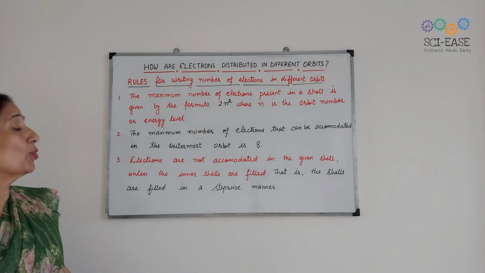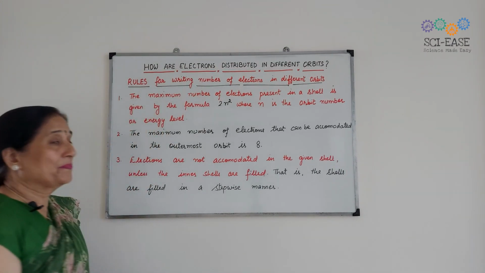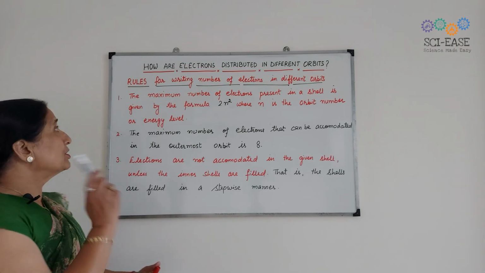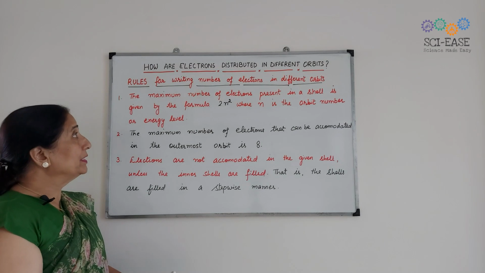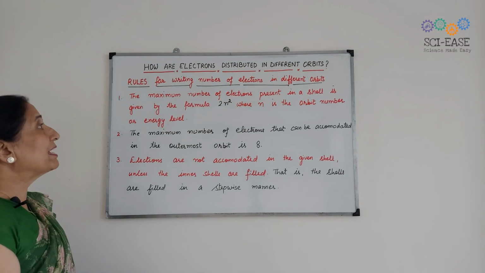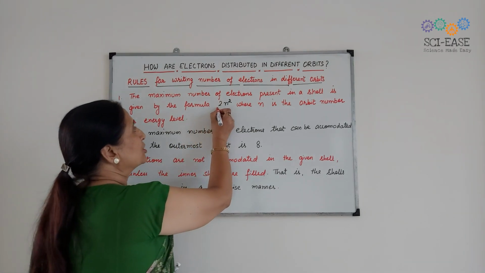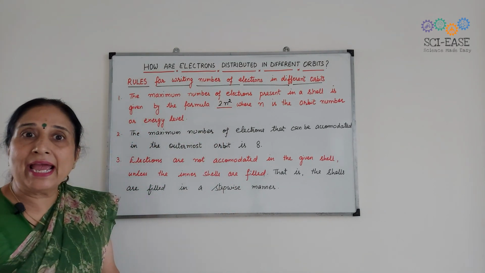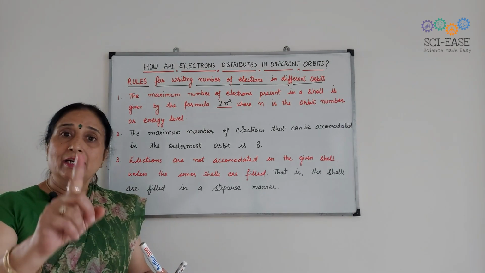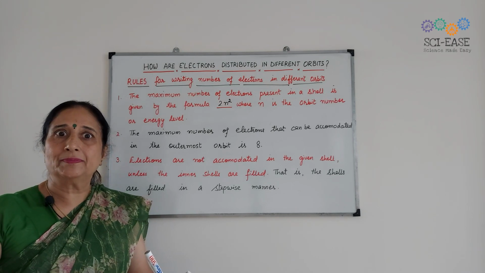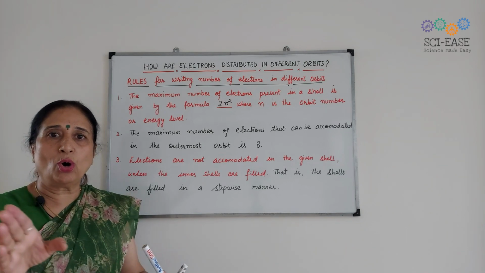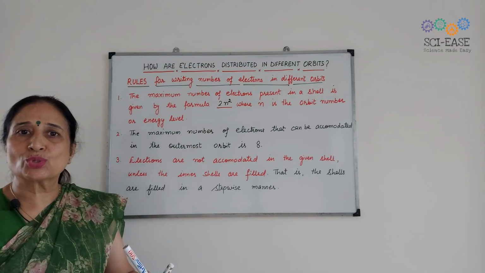So the first rule is very important. All the rules are very important. The first rule is that the maximum number of electrons present in a shell is given by the formula 2n square, where n is the orbit number. First 1, 2, 3, and so on, or K, L, M, and so on.